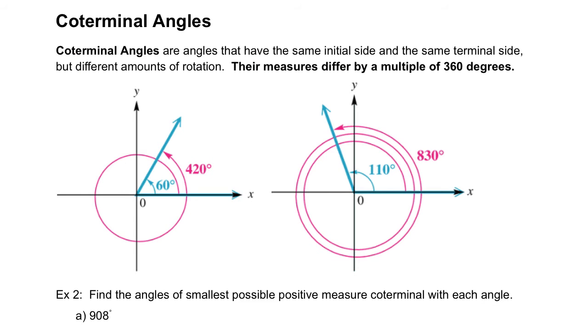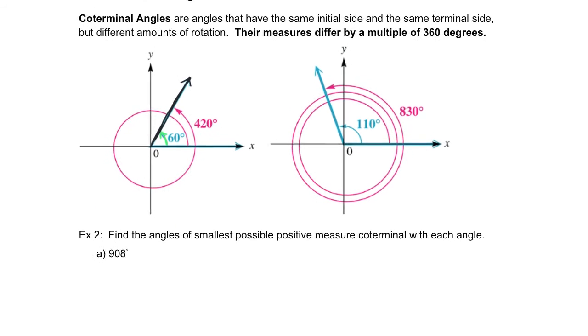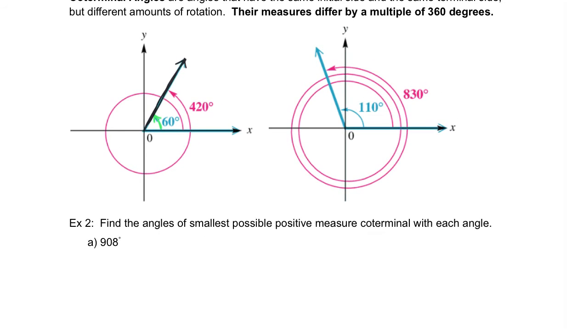All right, let's look at this idea of a coterminal angle. That just means two angles that end up in the same spot. So for example, you see that 60 degrees, if I drew that, I would get a terminal side of my angle right here in quadrant 1. Now, if I measured out 420 degrees, I would end up with the exact same terminal side. Okay, so coterminal means they have the same terminal side. So let's find the angles of smallest possible positive measure for each angle.